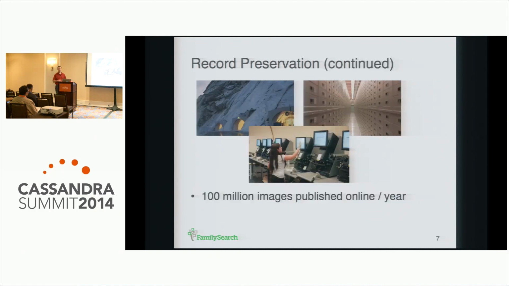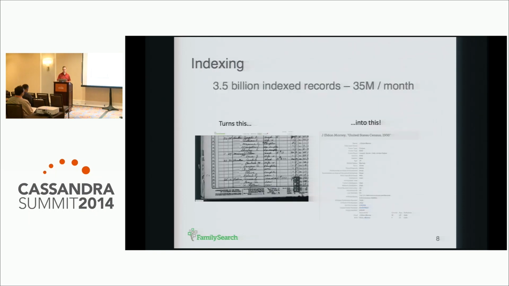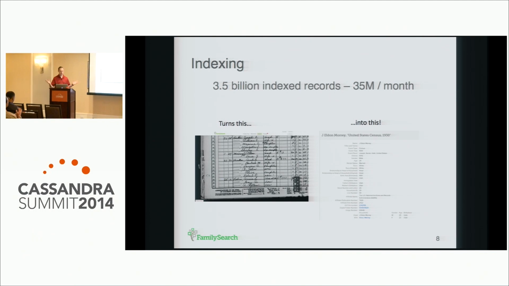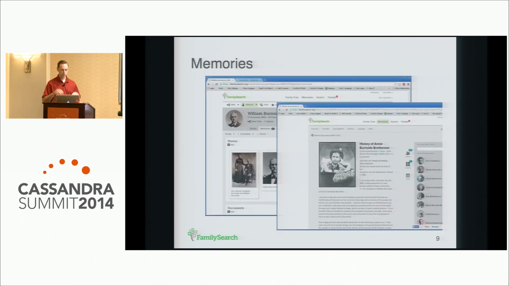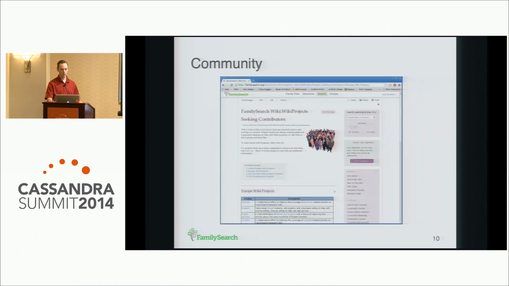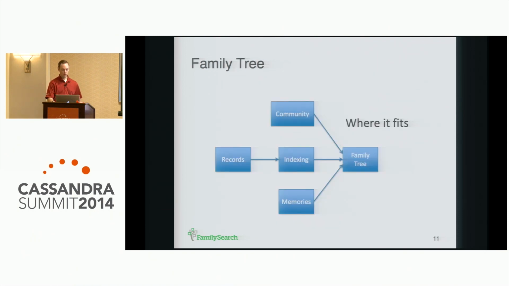We capture those records. Microfilm was a technology that we used a while back, but we're now capturing digital. We store those records also. So 3.5 billion indexed records is where we were at when I checked the site. We index about 35 million records a month. We'll get to the Cassandra stuff, and this is very short here. Memories, we let people put in stories about their ancestors and about their family. We also run a Wikimedia site that gives research guidance. All of this kind of leads to the family tree project that I'm going to talk about.